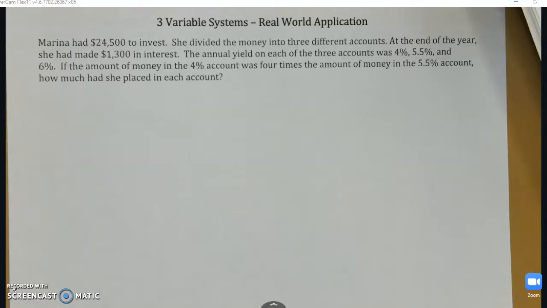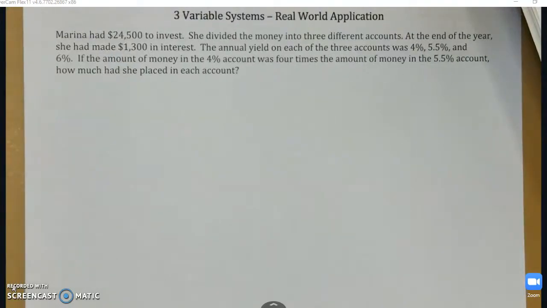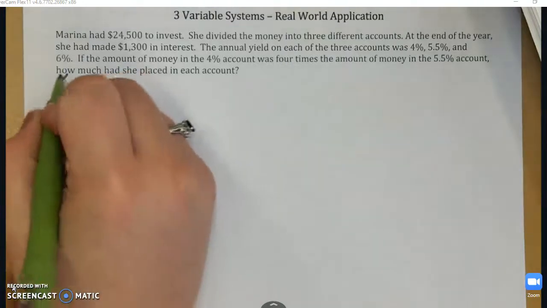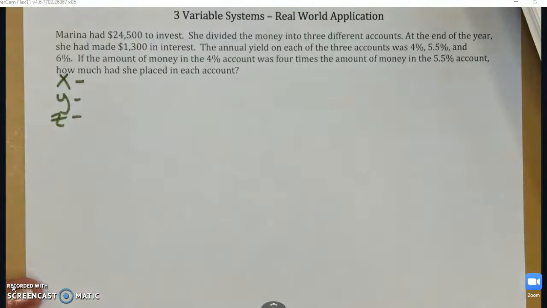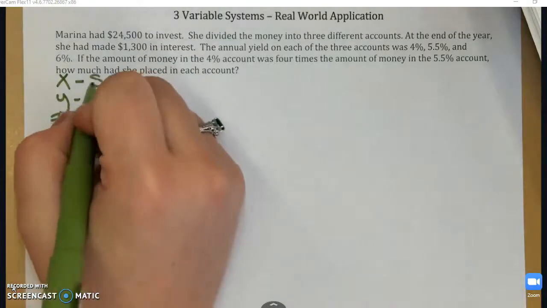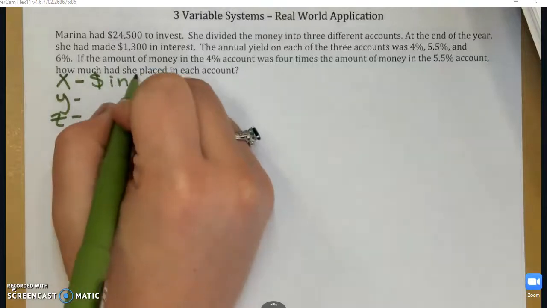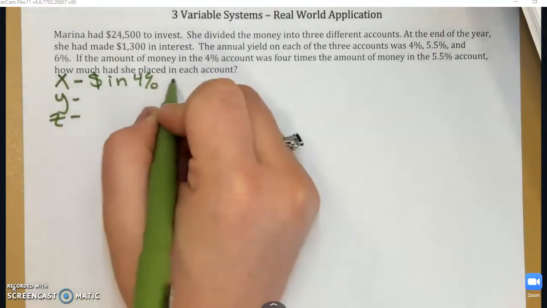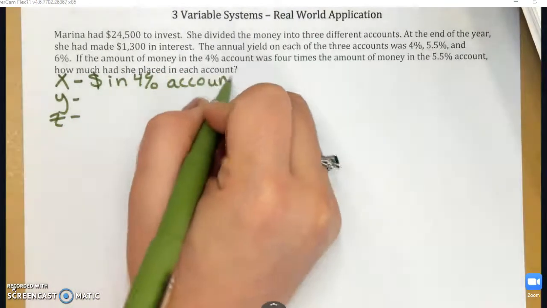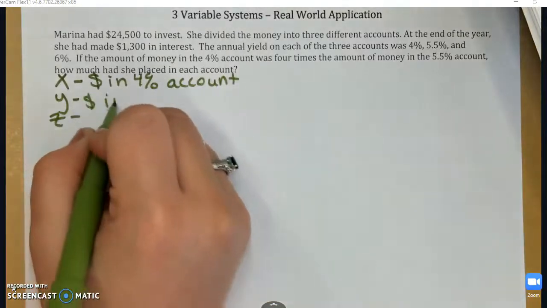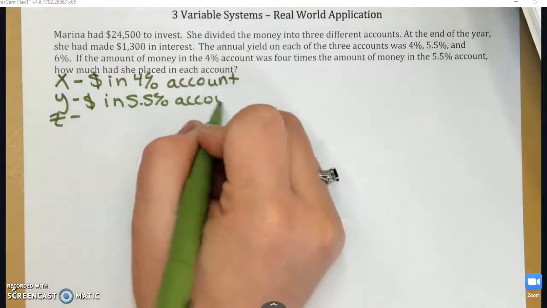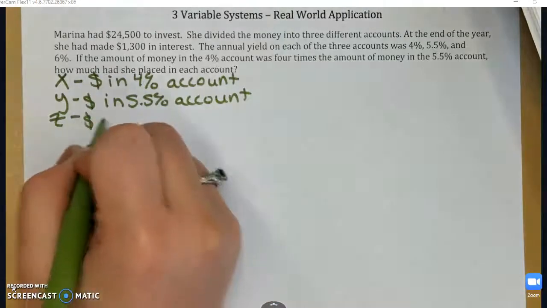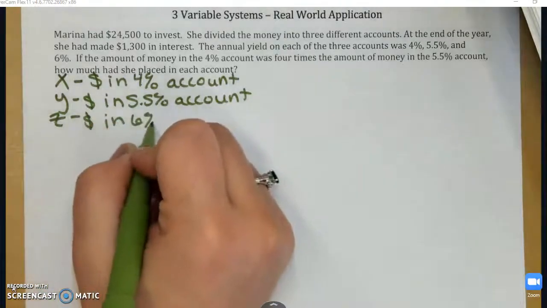All right, so we have three variables here. Let's define them. I'm going to use X, Y, and Z. So we've got three different accounts, and my variables are going to be the amount of money in each of those accounts. So I'm going to let X be the amount in the 4% account. I'm going to let Y be the amount in the 5.5% account. And I'm going to let Z be the amount of money in the 6% account.